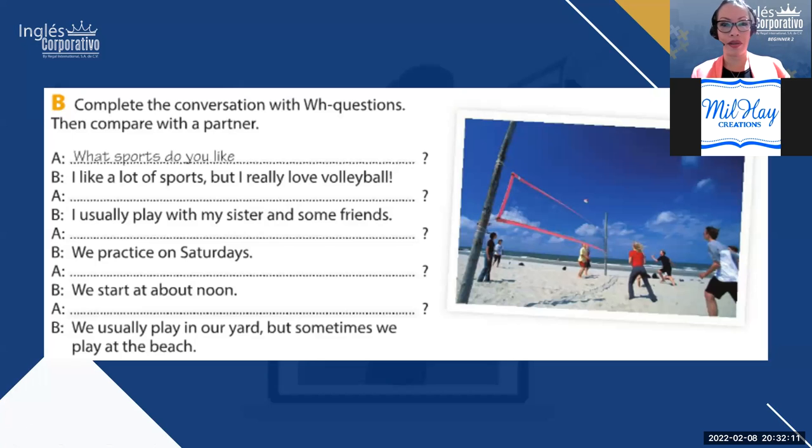Abajo tenemos la respuesta y en base a esa respuesta vamos a escribir nosotros cuál es la WH question para eso. Por ejemplo, si ven la primera, en la parte B dice I like a lot of sports, but I really love volleyball. Entonces, si él me está diciendo que le gustan muchos deportes, pero el que realmente le encanta es el voleibol, ¿cuál fue la pregunta? What sports do you like? Okay. Now, en la B dice, I usually play with my sister and some friends. ¿Cuál sería la pregunta?